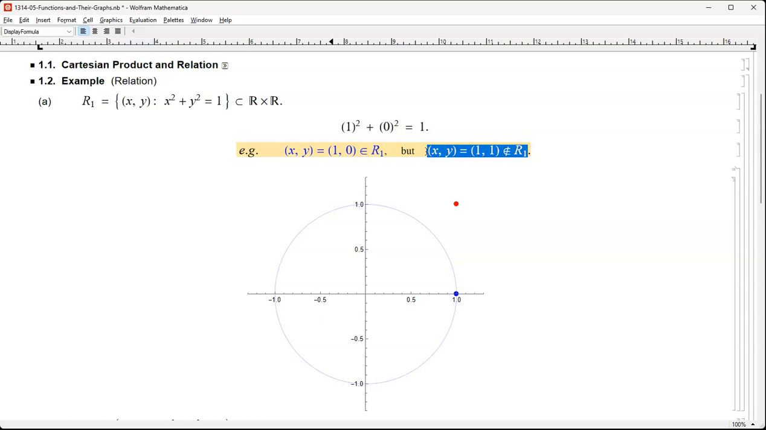What this red point says is 1 is not related to 1. If you plug in x is 1 and y is 1, we get this. Now is this true? 1 squared plus 1 squared is equal to 1? That's not true. So 1 is not related to 1, or 1 comma 1 does not satisfy this equation, or it does not belong to this relation R1. It sits outside the circle.